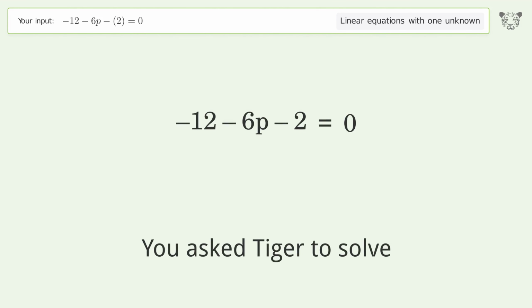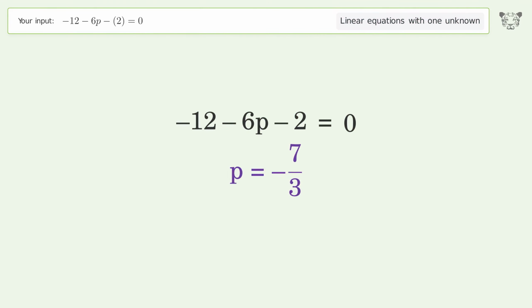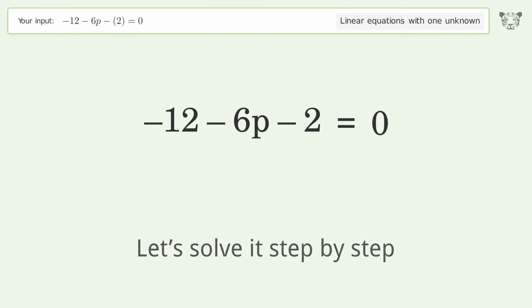You ask Tiger to solve. This deals with linear equations with one unknown. The final result is p equals -7/3. Let's solve it step by step.